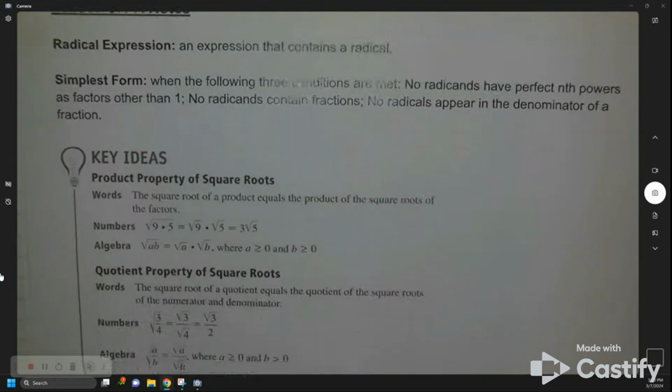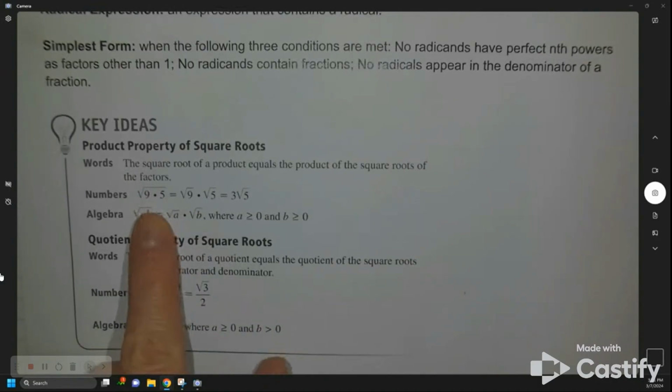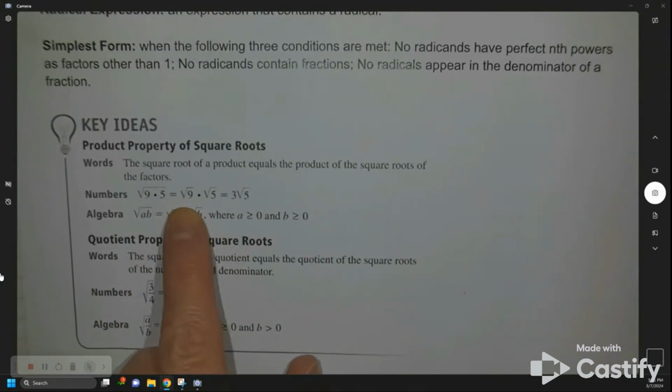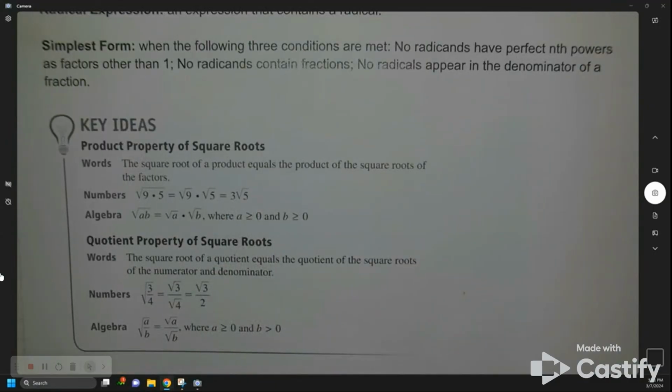taken care of. So some of the ways that we can take care of those are to use these 2 properties. So we've got the product property of square roots. And in this, it says that the square root of a product equals the product of the square roots of the factors. So for example, if I have the square root of 9 times 5, it's the same thing as the square root of 9 times the square root of 5. That's helpful to us because we know that 9 is a perfect square and the square root of 9 is 3. So 3 times the square root of 5 would be the simplified answer for that one.